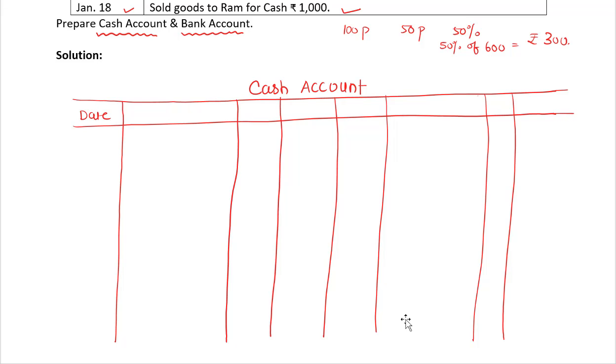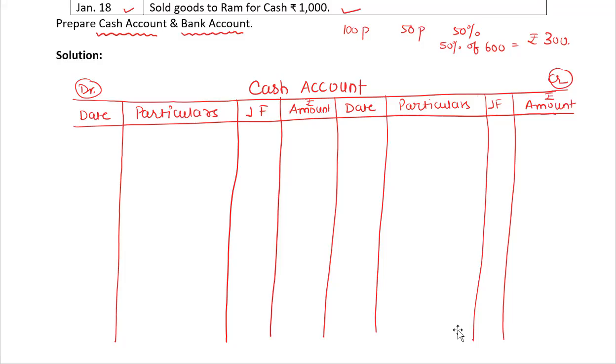Date, particulars, journal folio, amount. Amount is to be in rupees. On the credit side we have date, particulars, journal folio, amount in terms of rupees. I had denoted the left side as debit, and the right side as credit.